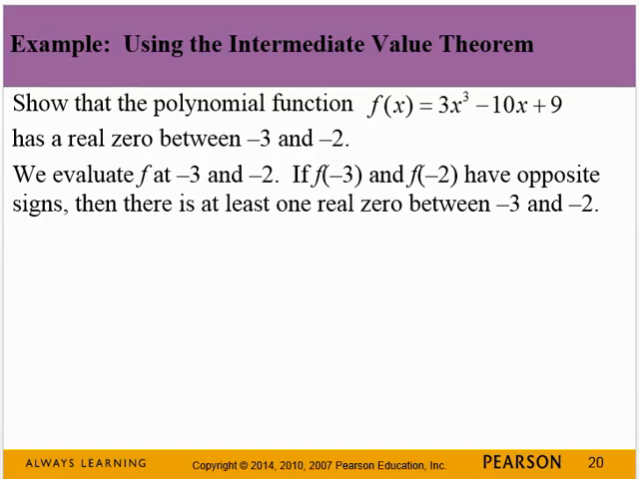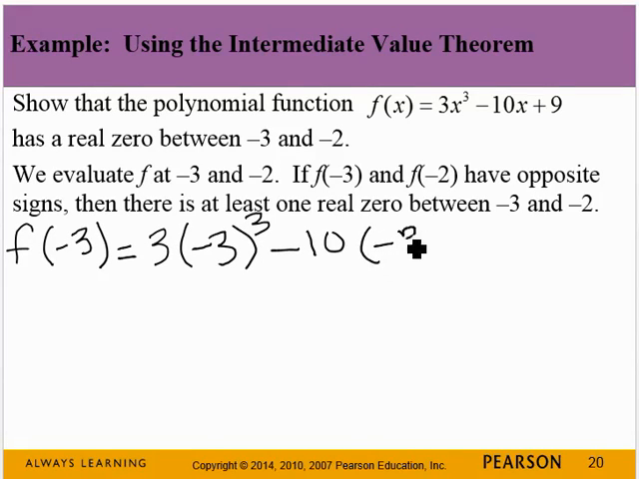Show the polynomial function f of x equals 3x cubed minus 10x plus 9 has a real 0 between -3 and -2. This means we're going to evaluate f at -3 and at -2, and if they have opposite signs, then there's one real 0 between them. So we're going to solve for f of -3 equals 3 times -3 cubed minus 10 times -3 plus 9.